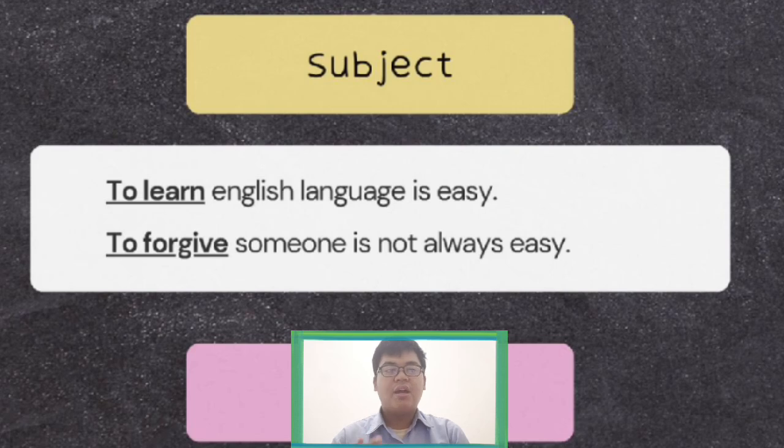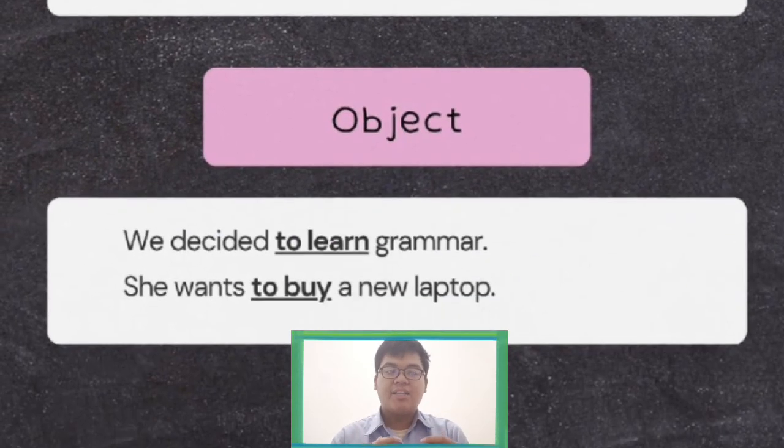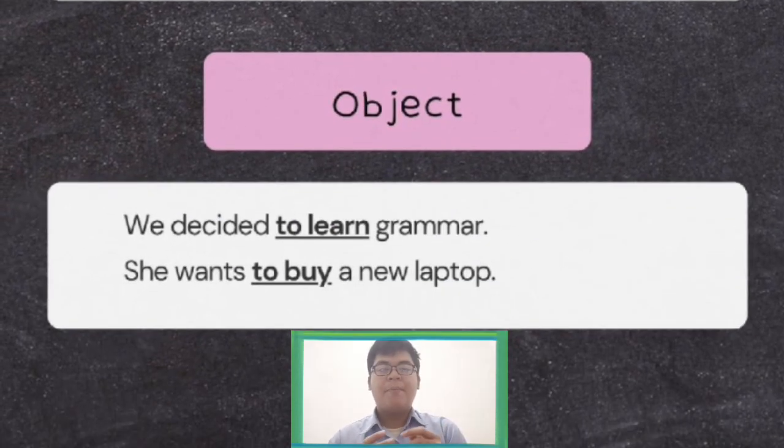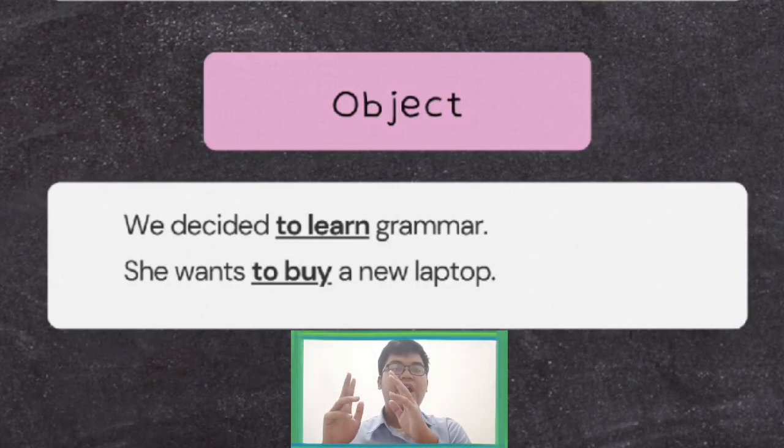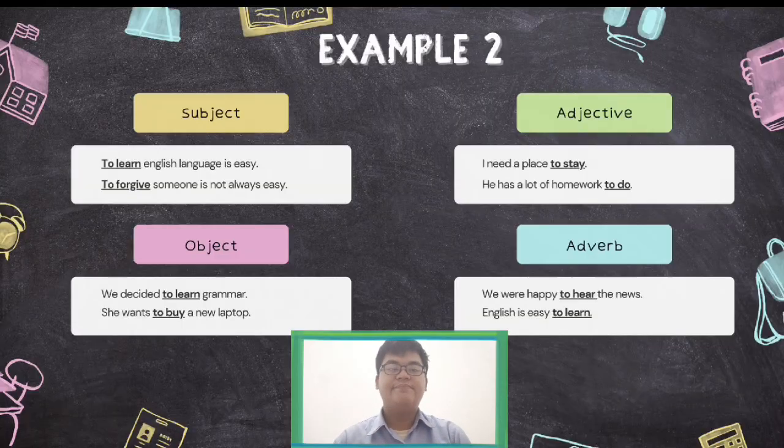Then we have to infinitive as an object. The to infinitive as an object is to infinitive that is put after the verb. So we can see the example sentence on the object. We decided to learn grammar. We as a subject, decided as a verb, and to learn is to infinitive as an object.